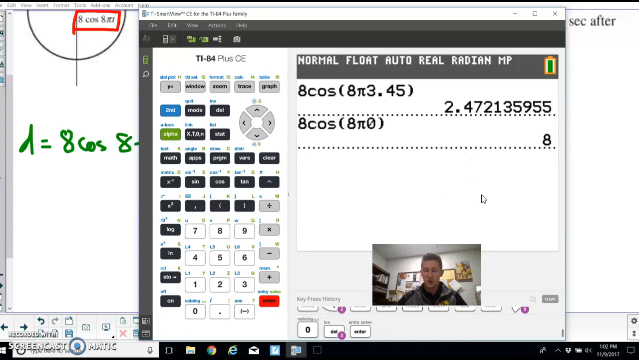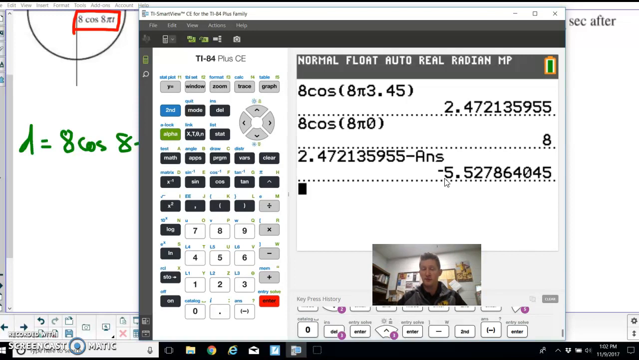Okay. So then I'm looking for, again, the difference between these two. So I'm going to be taking this 2.47 number minus, so I go up and select it, minus the previous answer, which is 8. I'm going to type it in. Hit enter, and I'm going to get a negative value, but remember, this is a distance, so we're just going to take this and make it positive.